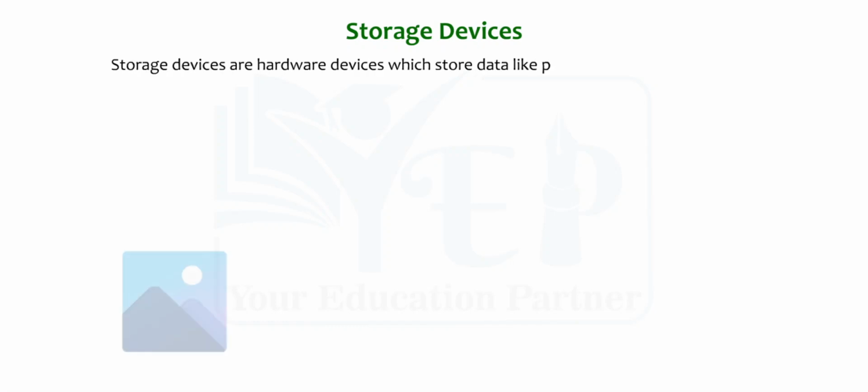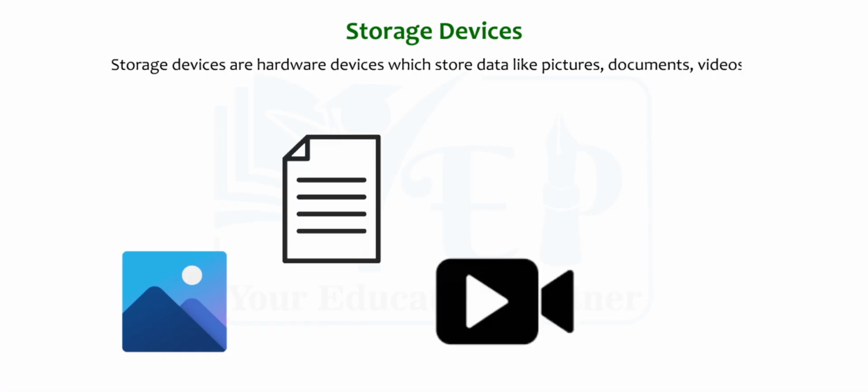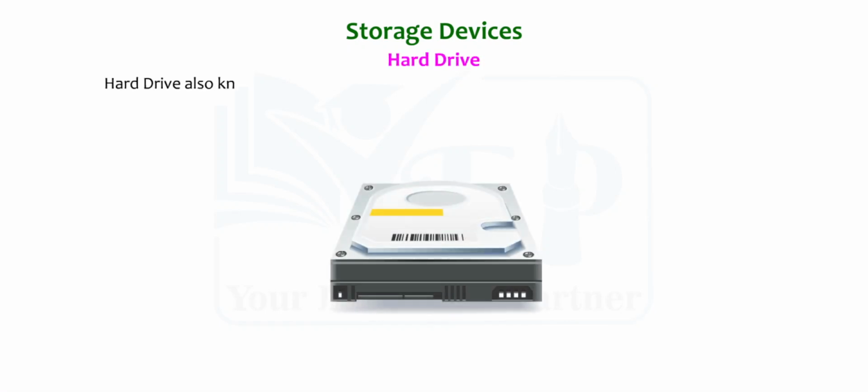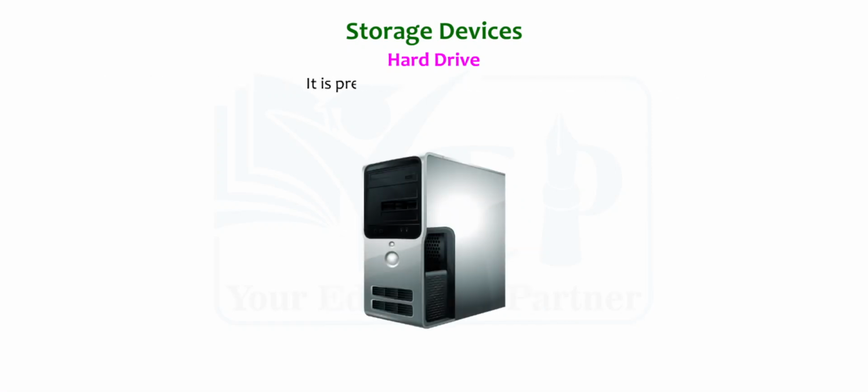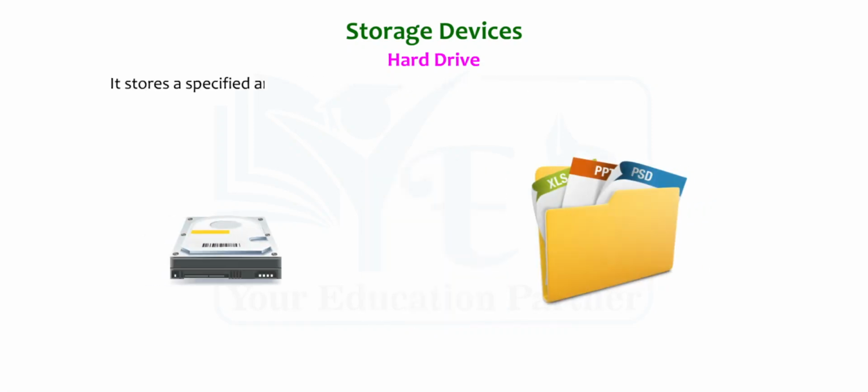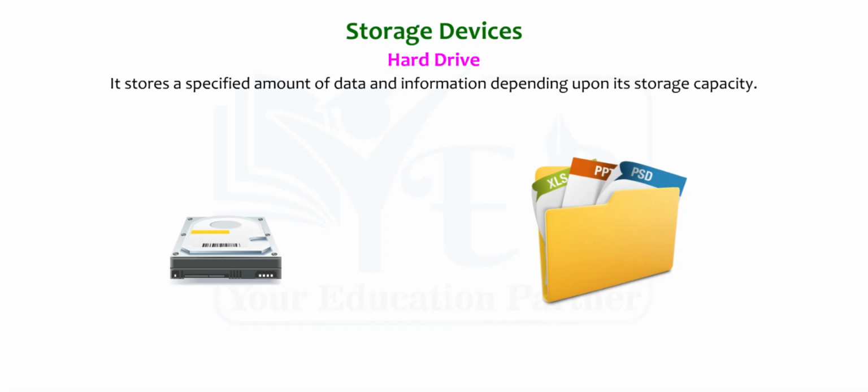Storage devices. Storage devices are hardware devices which store data like pictures, documents, videos, software, etc. Below given are some of the popular storage devices. Hard drive. Hard drive, also known as hard disk, stores and retrieves data on the electromagnetic tapes. It is present inside the CPU cabinet. It stores a specified amount of data and information depending upon its storage capacity.